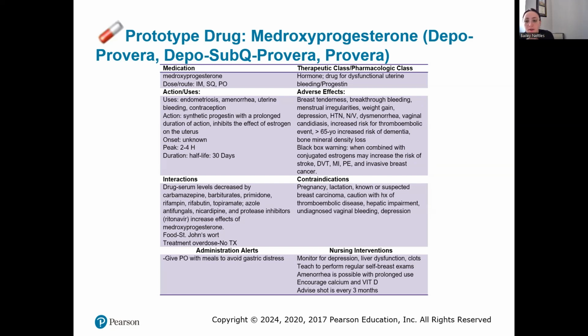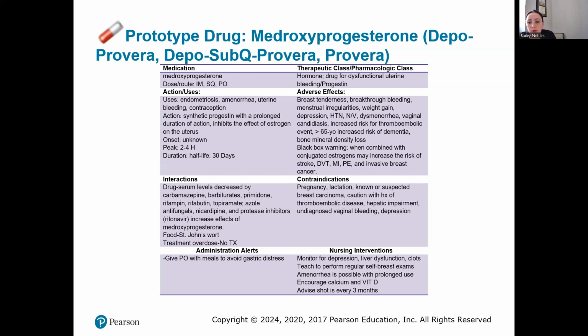There's no overdose treatment. The contraindications: pregnancy, lactation, having a breast carcinoma or having a suspected breast carcinoma, history of thrombotic disease, hepatic impairment, undiagnosed vaginal bleeding, because like I said, that could be cancer and you don't know yet, depression. So if you're going to give it PO, give it with meals to avoid the nausea, vomiting, and gastric distress. Monitor for depression, liver function, and clots.